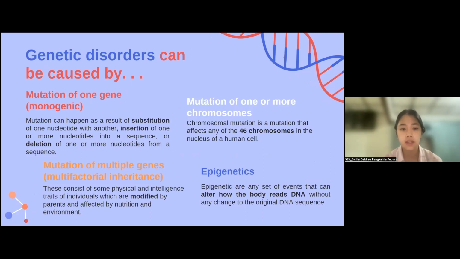The second one is mutation of multiple genes called multifactorial inheritance. These consist of some physical and intelligent traits of individuals which are modified by parents and affected by nutrition and environment. The third one is mutation of one or more chromosomes. This is a mutation that affects any of the 46 chromosomes in the nucleus of a human cell.